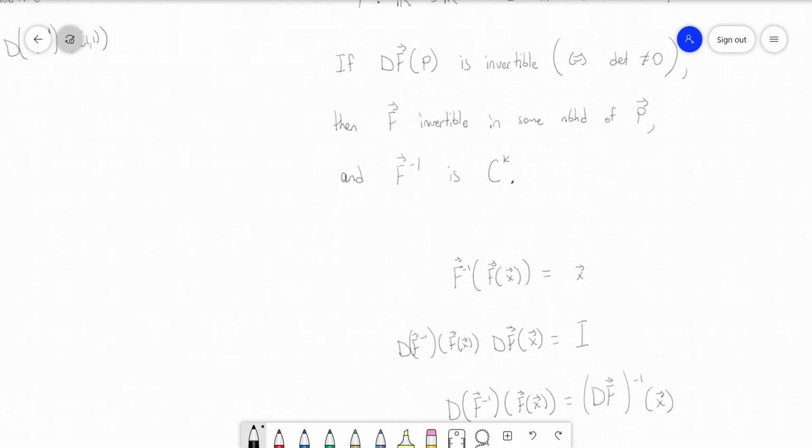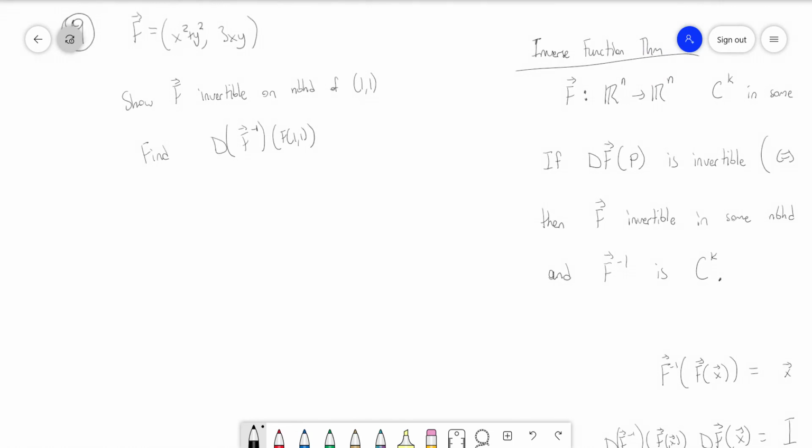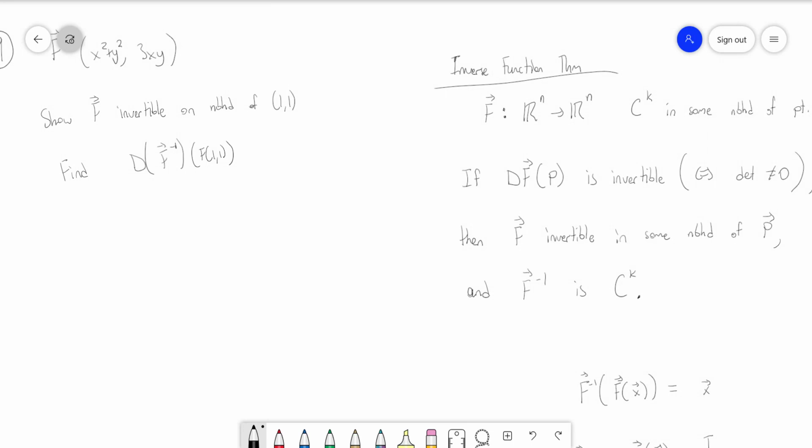So we'll use that to answer this question. First, to show that it is invertible on some neighborhood of 1, 1, I'm going to compute the derivative of f, specifically its matrix. The partial derivatives with respect to x are 2x and 3y, and the partials with respect to y are 2y and 3x. I'm going to evaluate at the point of interest, 1, 1, and check the determinant.